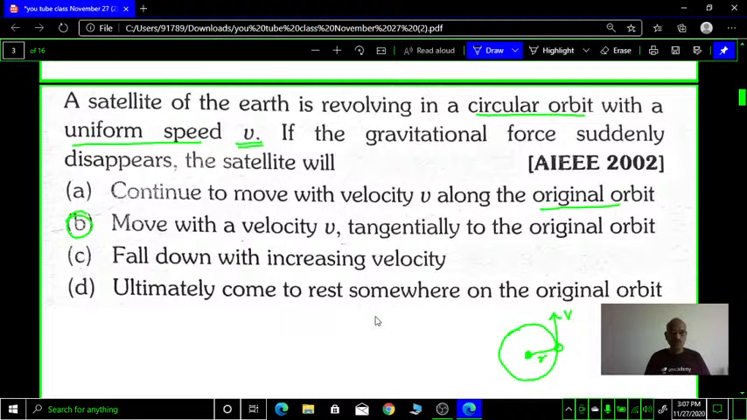When gravitational force suddenly disappears, the body moves with the velocity v tangentially to the original orbit. As usual, you tie the stone in a thread and rotate it overhead. Suddenly you release it, it will go tangentially, right? It will not come in a circular path. So the second option is the correct one. Yes, let us go for the next question.